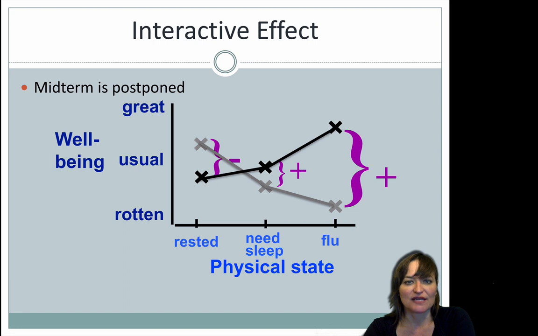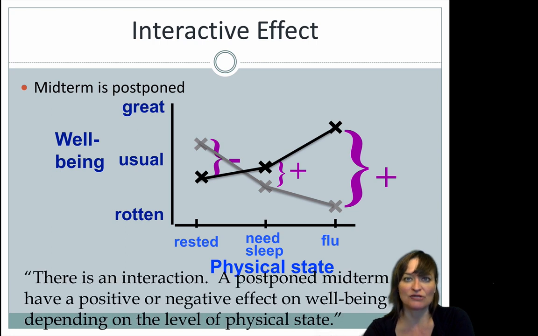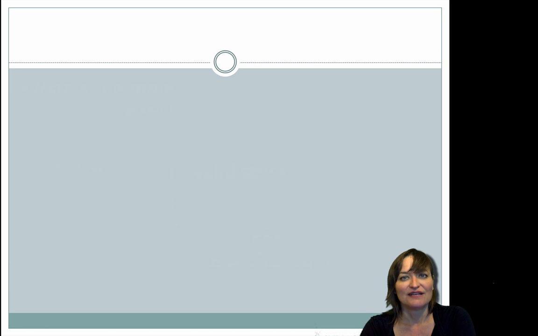And so those are those effects. And we might use a sentence like this. There is an interaction. A postponed midterm can have a positive or negative effect on well-being depending on the level of physical state. So the effect of one variable, postponed midterm, differs depending on the level of physical state. So that's all the information that I wanted you to have about factors and interpreting factorial designs.